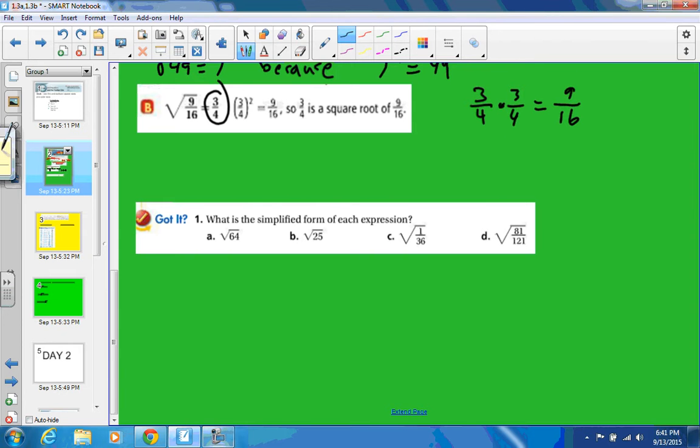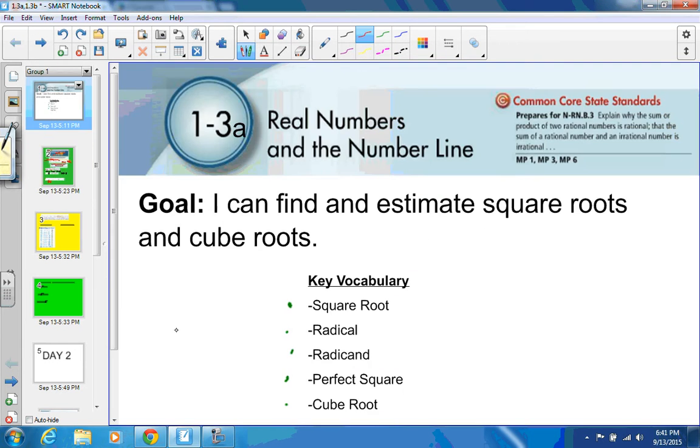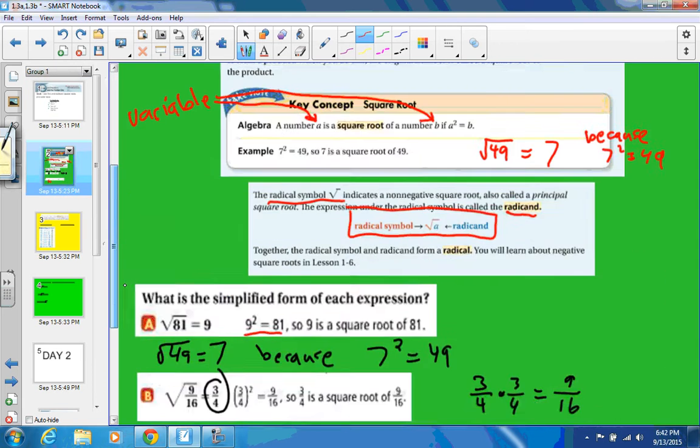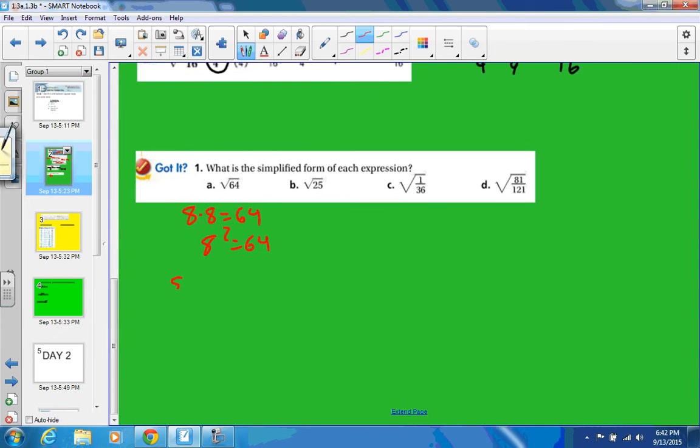All right, we're back. So what is the square root of 64? Well, figure out what times itself equals 64. And if you remember, 8 times 8 equals 64, or 8 squared equals 64. So the square root of 64 equals 8. So this next one, what times what equals 25? Well, let's see, 5 squared is 25. So the square root of 25 is 5.